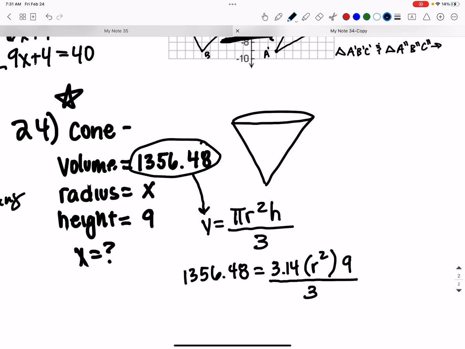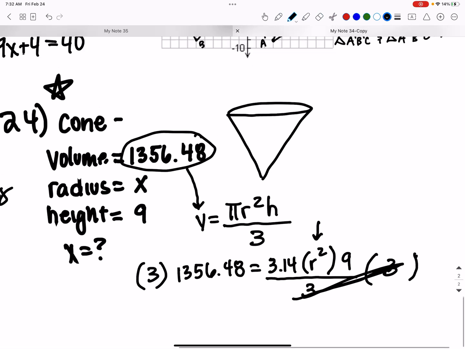All right, so we have to try to find out what this radius is. So the first thing I'm going to do is multiply both sides by 3 to get rid of this 3 on the bottom. So do in your calculator 3 times that, and you're going to end up with, I don't even know what this is. Let's see. 1,356.48 times 3 equals 4,069.44 equals 3.14 times r squared times 9.